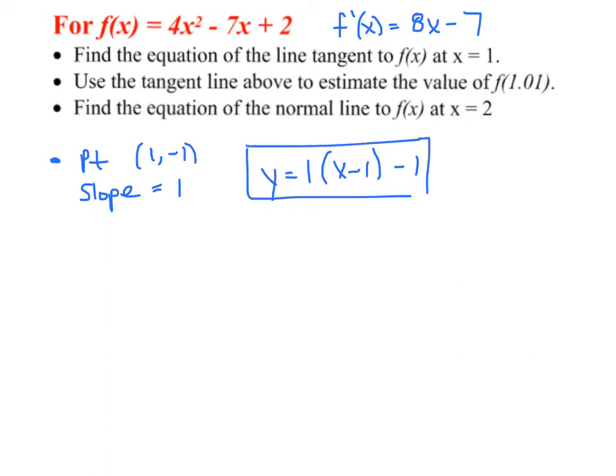Now, the next question says, use the tangent line to estimate the value of f of 1.01. Now, f of 1 was easy enough to plug in, right? 4 minus 7 plus 2, but 1.01 squared would be kind of a pain. So I just want to draw a quick sketch of what we're attempting to do here. Let's say we have a curve, right? And we have a tangent line. Something like that.